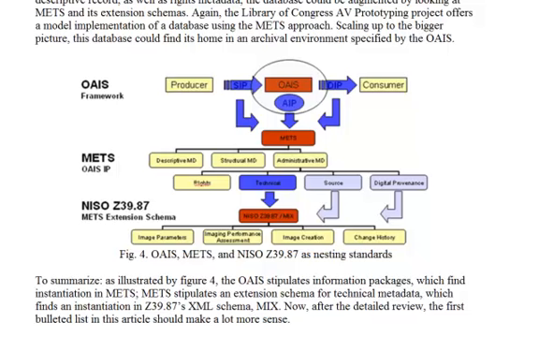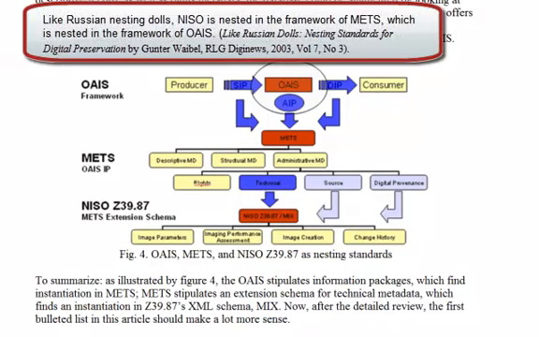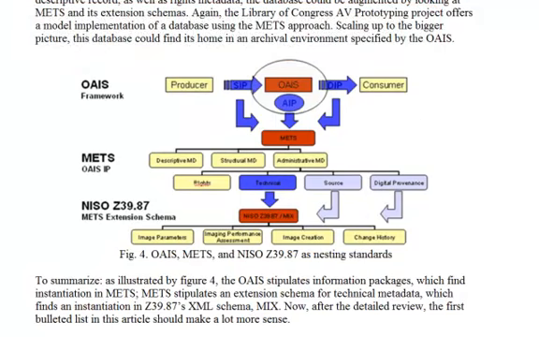Now, one of the articles I read for learning more about the NISO described it as being the innermost of three nested Russian dolls, in that one is located within another's framework. And this diagram shows that pretty well. The OAIS is the model specifying responsibilities and data flow surrounding a digital archive. METS provides the data structure for exchanging, displaying, and archiving objects.